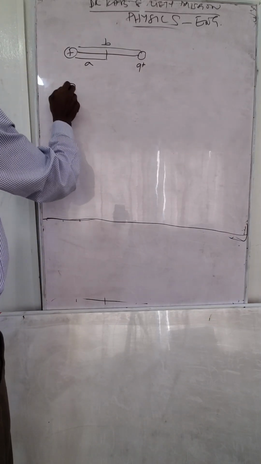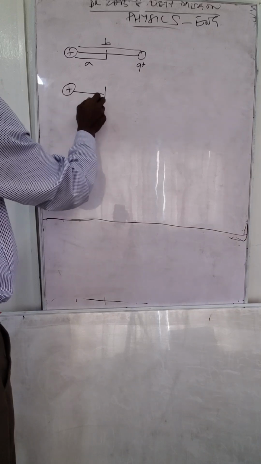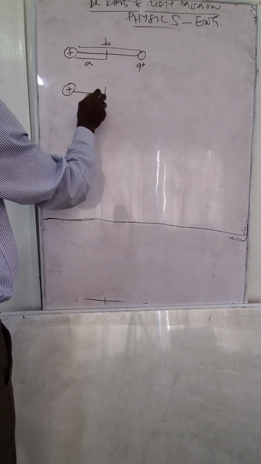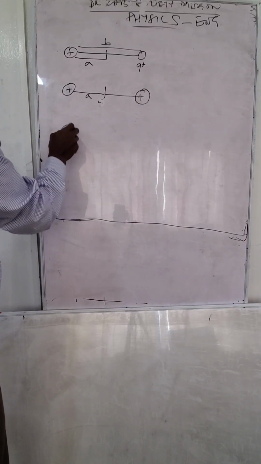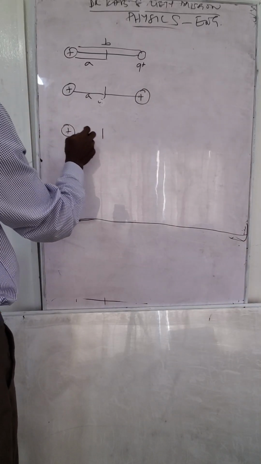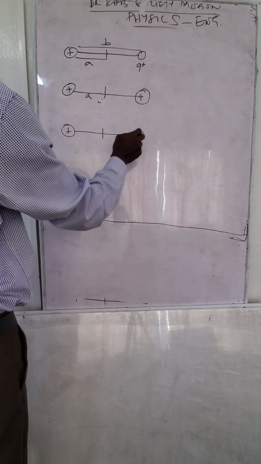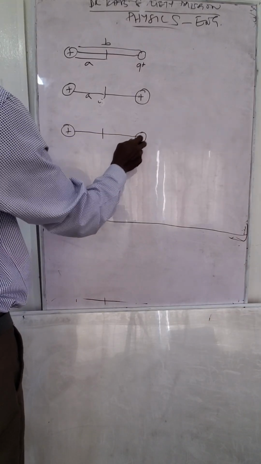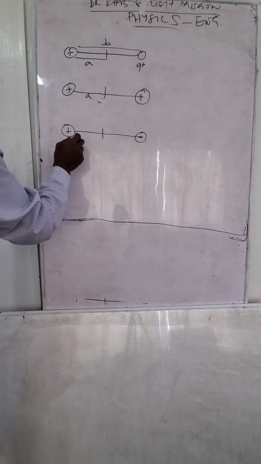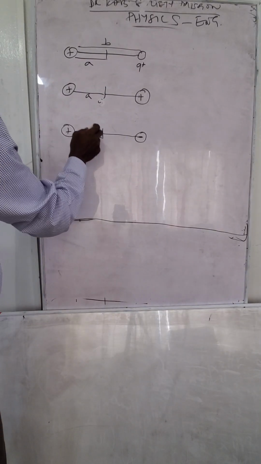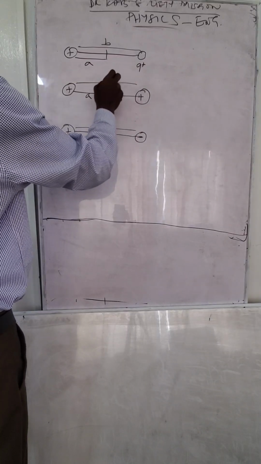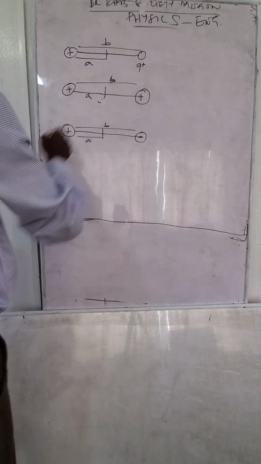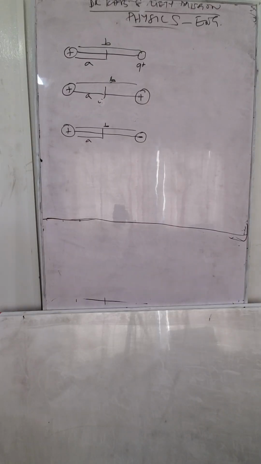We can have these two at this point A, distance A. Then let's say we have another positive charge here, positive. I'm just giving an illustration so that when we are looking through the questions, we can reason. This is A, this distance is B, this distance is B. So let's look at the three scenarios very well.